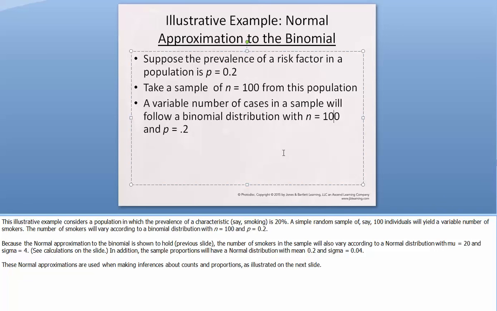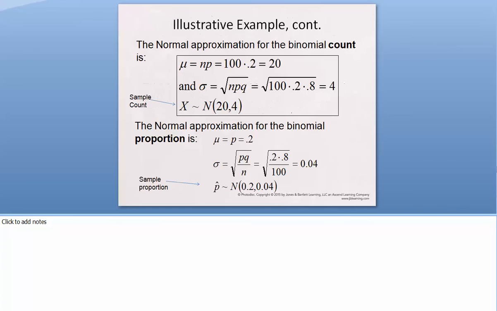So with n equal to 100, the number of cases will be binomial, and when you talk about a binomial distribution, you need to talk about n and p, so that will have n equal to 100 and p equal to 0.2. Now let's look at the normal approximation. So the normal approximation will have a mean of np, which is 20, and a sigma of 4, just by applying this formula.